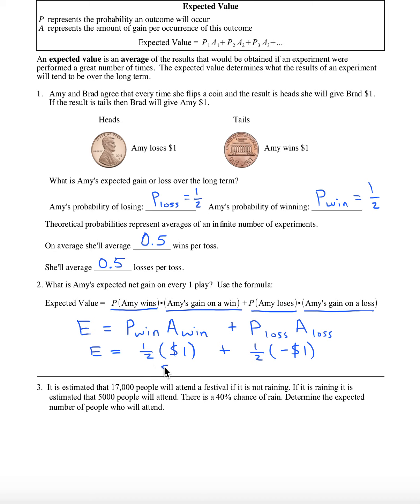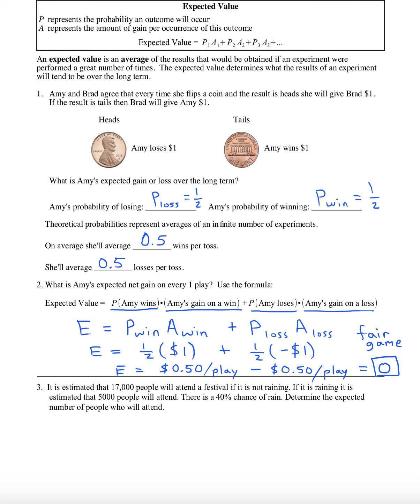All right, so what does this represent? On average, 50 cents per play for a win, and she'll lose 50 cents per play on a loss. What does that come out to? 0. And when the expected net gain comes out to 0, then you know it's a fair game. It means you won't end up ahead or behind over the long term. You're expected to break even.